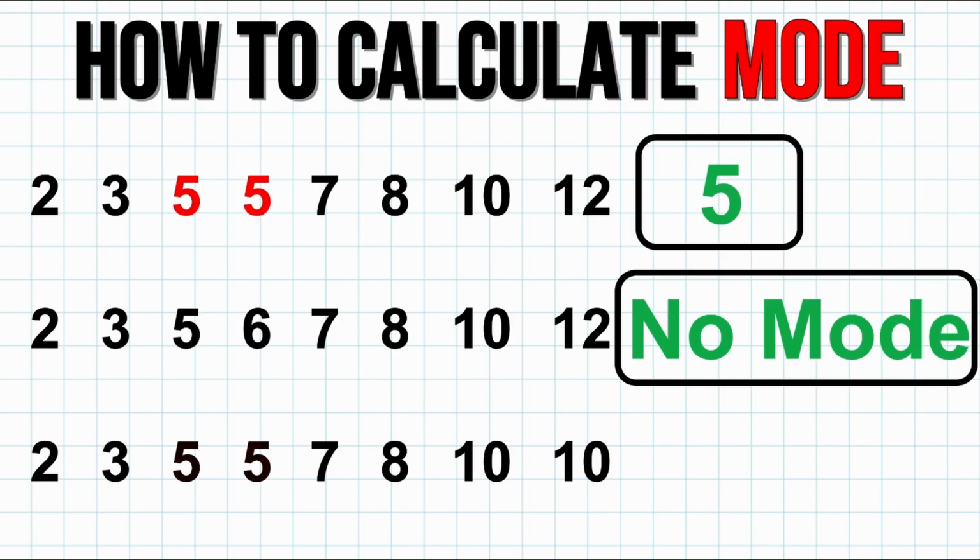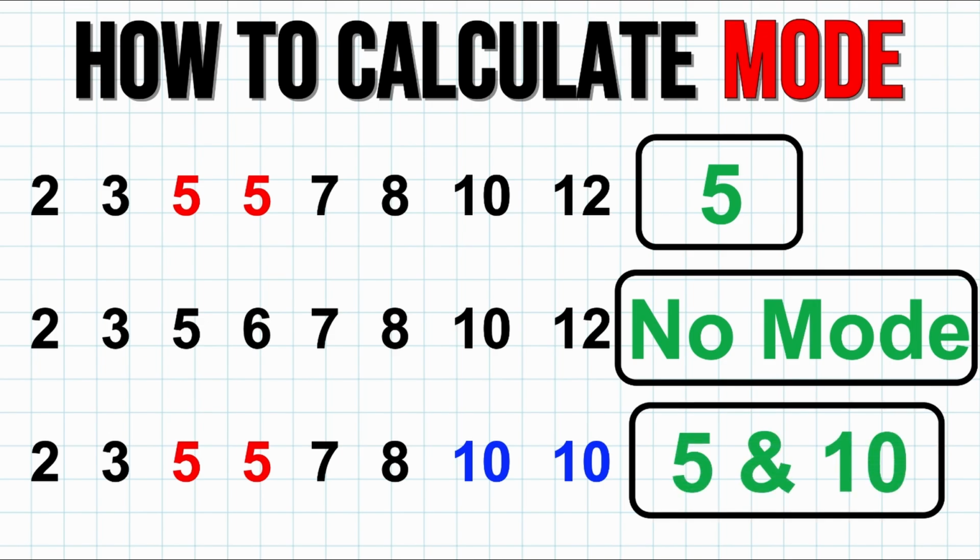Well, now you can see we have 2 5s and we have 2 10s. In this case, we have multiple modes. The mode will be 5 and 10. As a rule of thumb, you can either have one mode, no mode, or multiple modes, all depending on which numbers appear the most frequent.